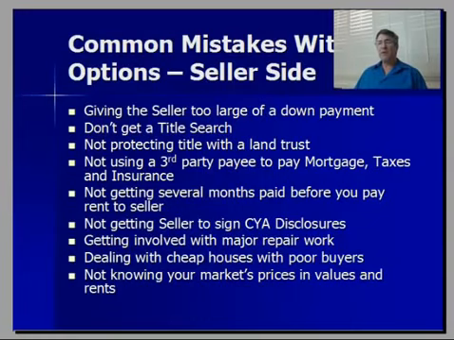Not using a third-party payee to pay the mortgage, taxes, and insurance. One of the biggest problems in lease options is the buyer sends money directly to the seller, and the seller doesn't pay the mortgage, or they don't pay the insurance, or they don't pay the taxes. I'm not saying they do it on purpose, but there's mistakes. So using a third-party payee system, a collection system that collects all that money and sends the money out on time, is worthwhile for the fee of $25 to $40 a month.